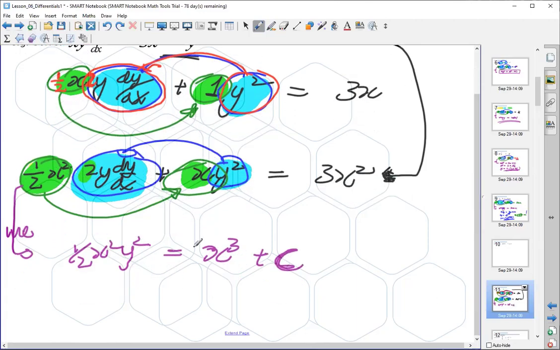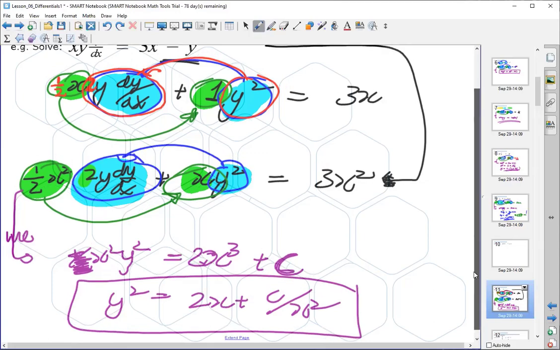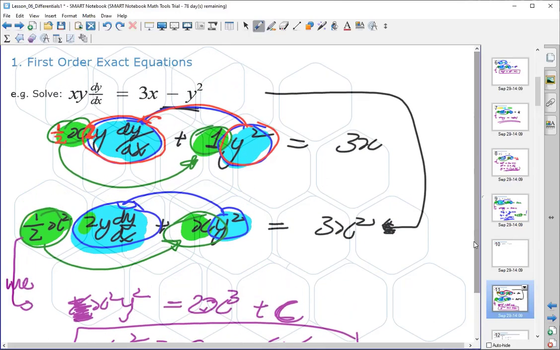And then I'm going to multiply through everything by 2. And then I'm going to divide everything through by x squared. So y squared equals 2x plus c over x squared. And I'll leave it like that. I won't go any more. Now, the problem is here, I said, why don't we multiply it through by x?